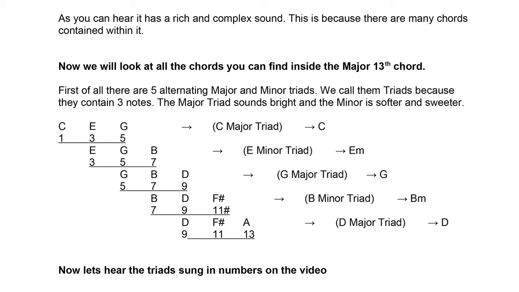First of all, there are five alternating major and minor triads. We call them triads because they contain three notes. The major triad sounds bright and the minor is softer and sweeter. Now, let's hear the triads sung in numbers on the video.